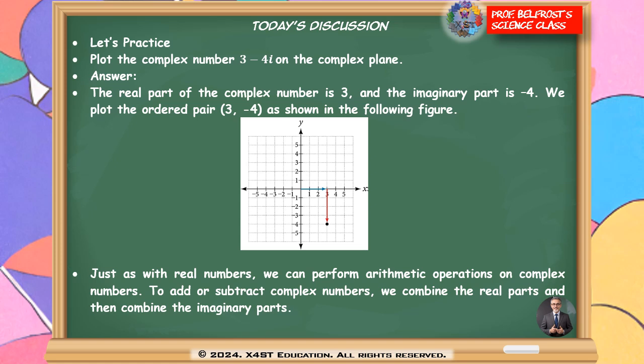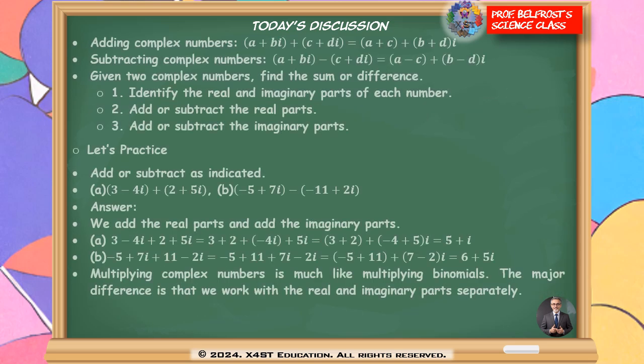Okay, just as with real numbers, we can perform arithmetic operations on complex numbers, and adding or subtracting complex numbers is actually very easy to do. To add, you simply group real with real and imaginary with imaginary. Subtracting means the same: you do the subtraction, real with real, and the imaginary part with the other imaginary part. There are three steps that you need to follow to find the sum or difference of two complex numbers. I want you to read it by yourself.